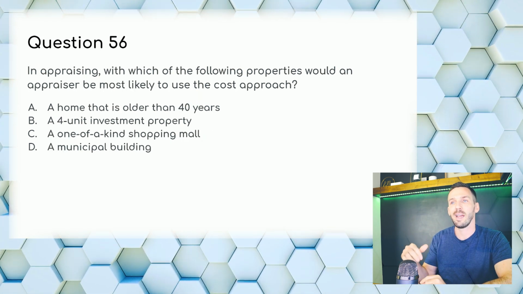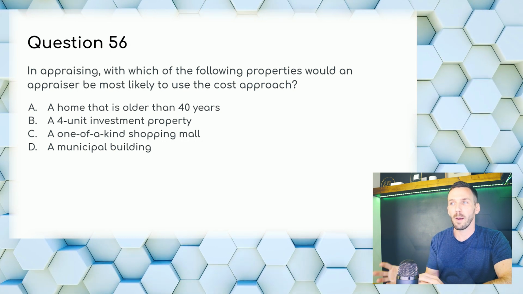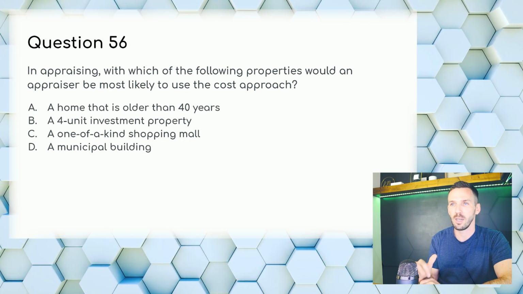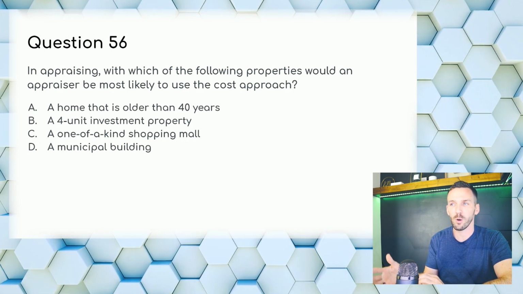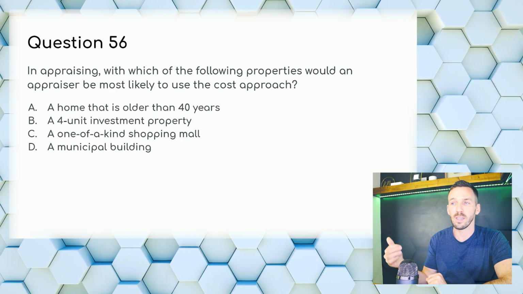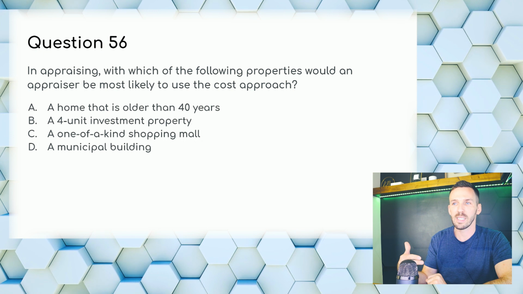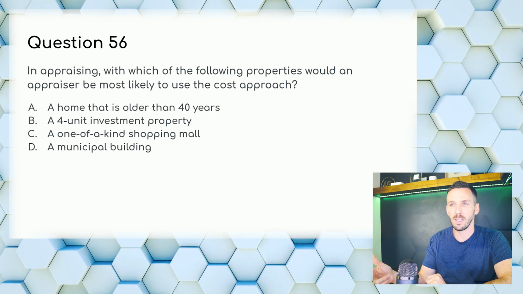Question 56. In appraising, with which of the following properties would an appraiser be most likely to use the cost approach? A. A home that is older than 40 years. B. A 4-unit investment property. C. A one-of-a-kind shopping mall. Or D. A municipal building.